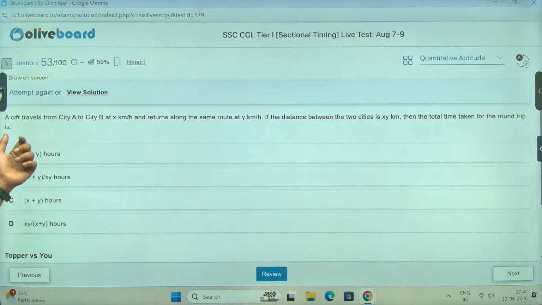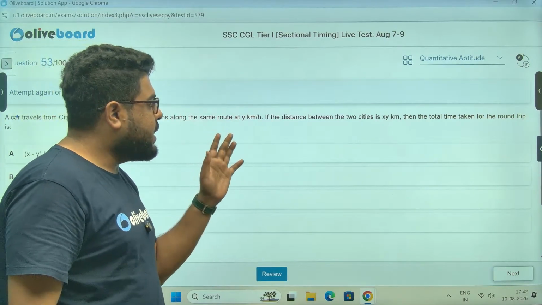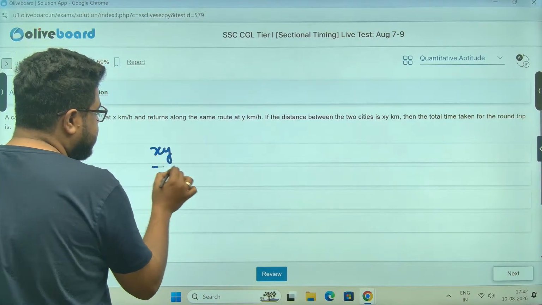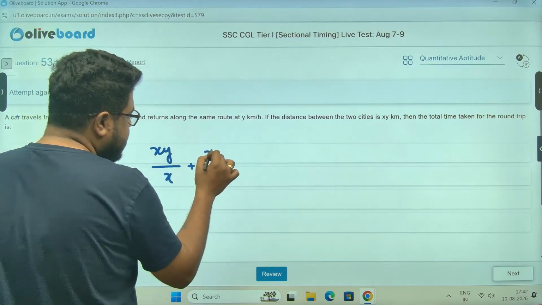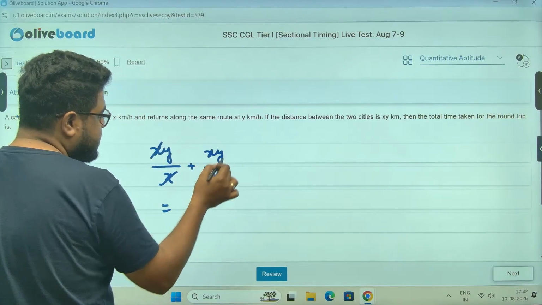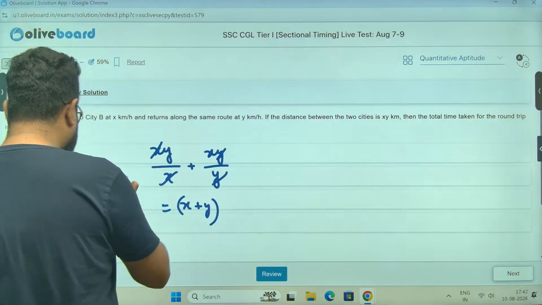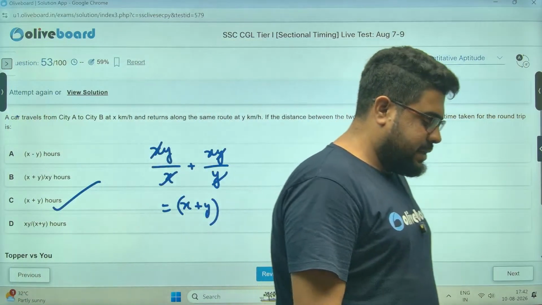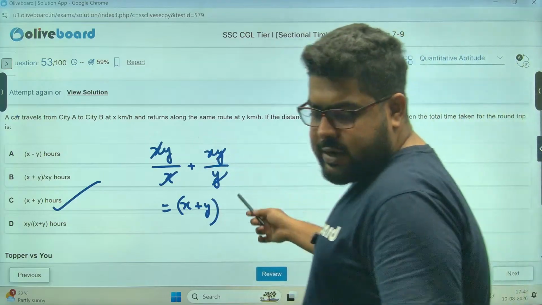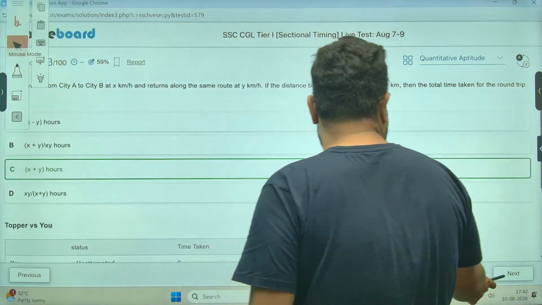A car travels from A to B at X and along the same route returns at Y. Distance is XY. So first, onward journey: distance by speed. Return journey: distance by speed. So this is X gone, this is Y gone. My answer will be X plus Y hours. Option C once again is the correct answer. Onward journey, return journey, just calculate the time. Distance by speed.